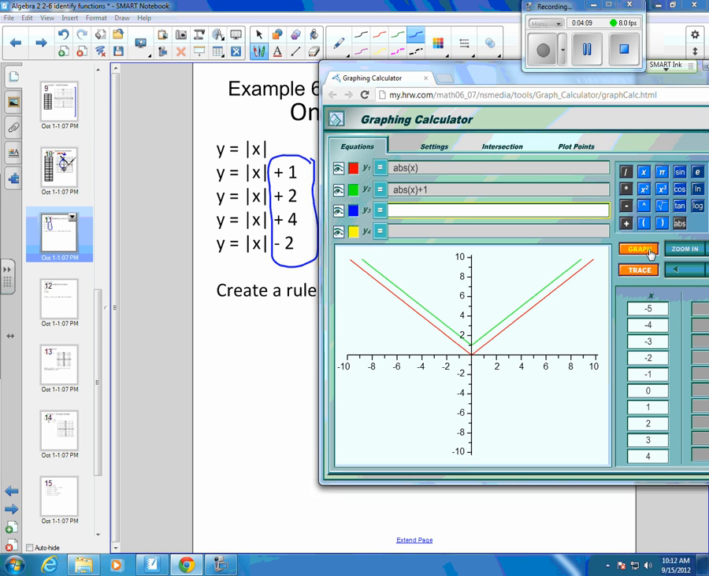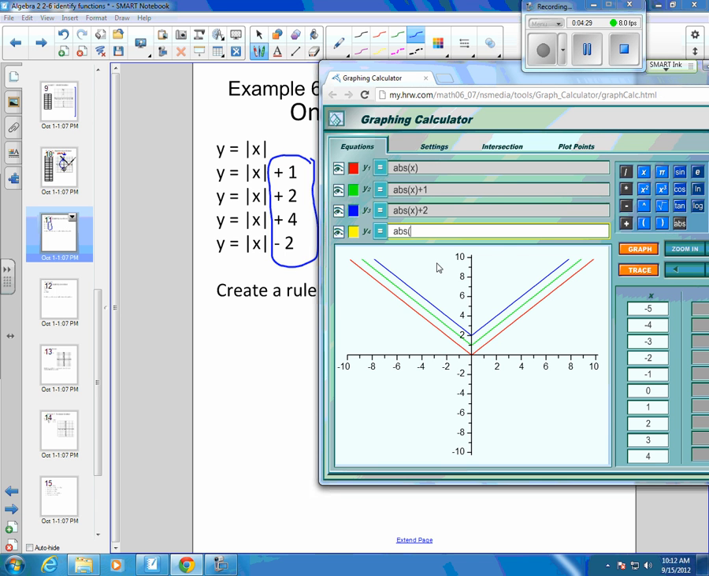Let's try another one. Grab the absolute value, and let's put our x in there. And now let's add 2. Now, if adding 1 went up 1, adding 2, we would guess, would move it up 2. Okay? So this adding 1 is going to move it up. Let's do an absolute value.